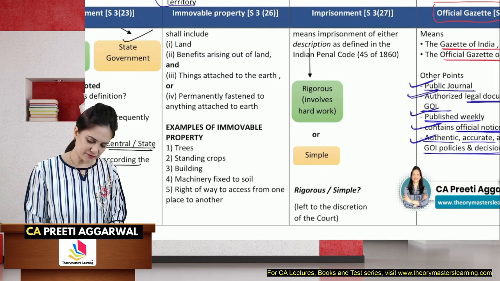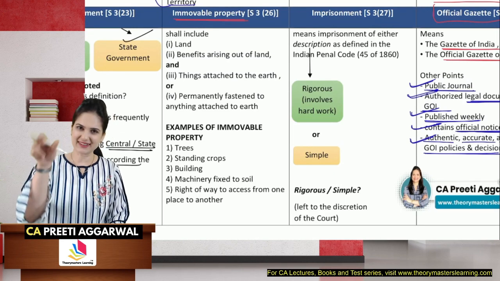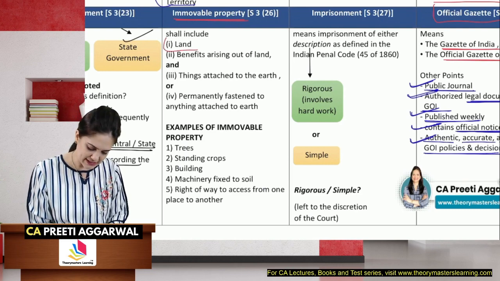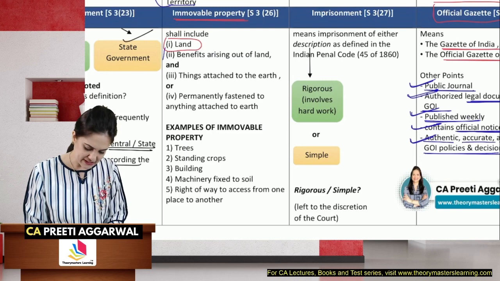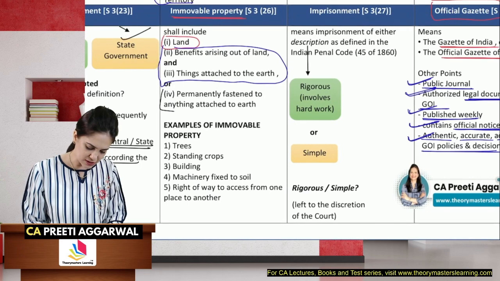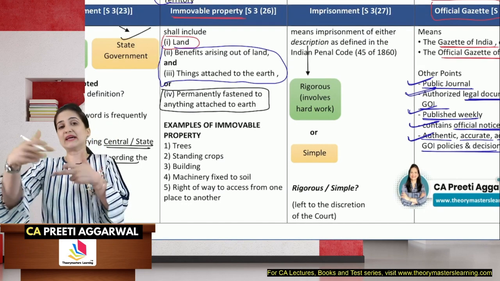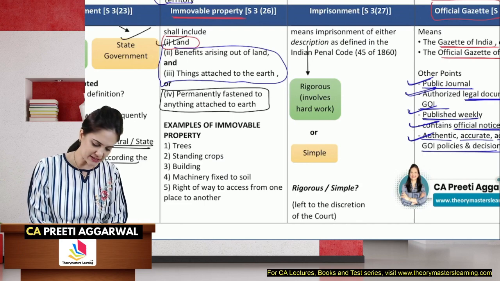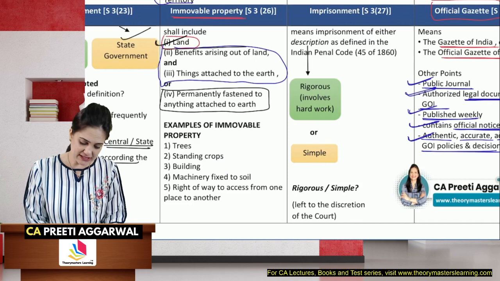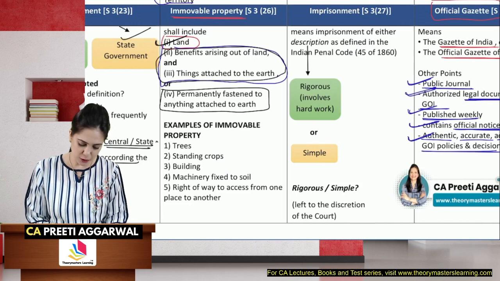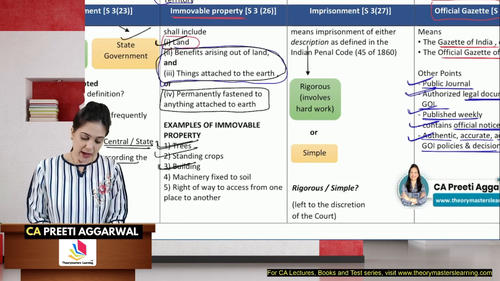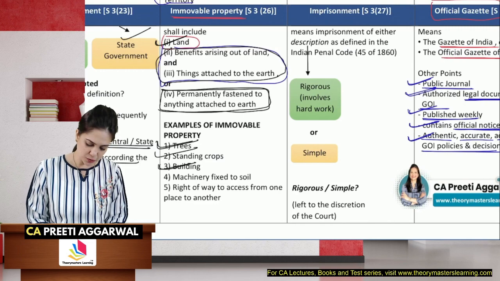Next, we have definition of the word immovable property. This is defined in the interpretation of statute also. Yes, definition is the same. It shall include three things. One is land. Then it shall include benefits arising out of land and things which are attached to earth. And it will include things which are permanently fastened to anything attached to earth. So land, yes, it is immovable. It cannot be moved from one place to another. Benefits arising out of land, things which are attached to earth, can include trees, it can include standing crops, it can include buildings. Anything which is permanently fastened to anything attached to earth.